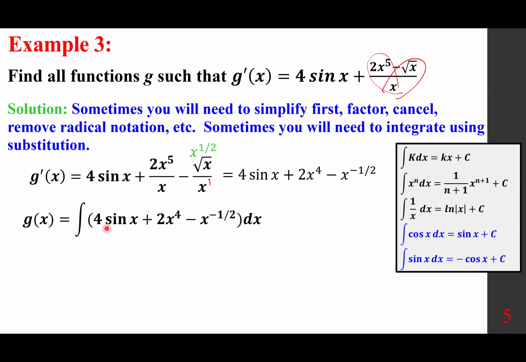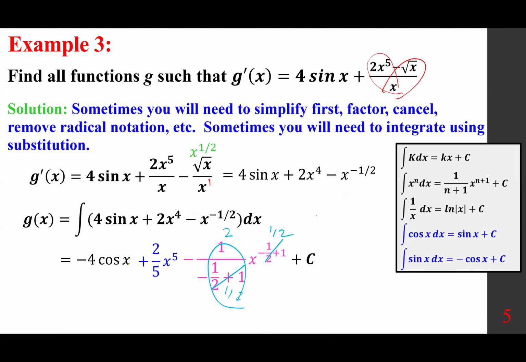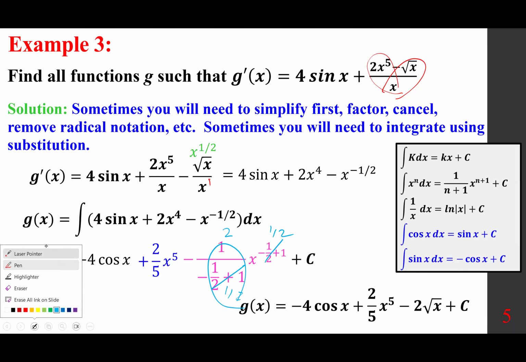Sine, the integral is negative, so minus 4 cosine x plus 2 over 5 x to the power of 5 minus 1 over negative 1/2 plus 1 x to the power of negative 1/2 plus 1. There is nothing else. We add a constant at the end. Negative 1/2 and 1 is positive 1/2. And this is 2. Minus g of x is minus 4 cosine x plus 2 over 5 x to the power of 5 minus 2 square root of x plus c.